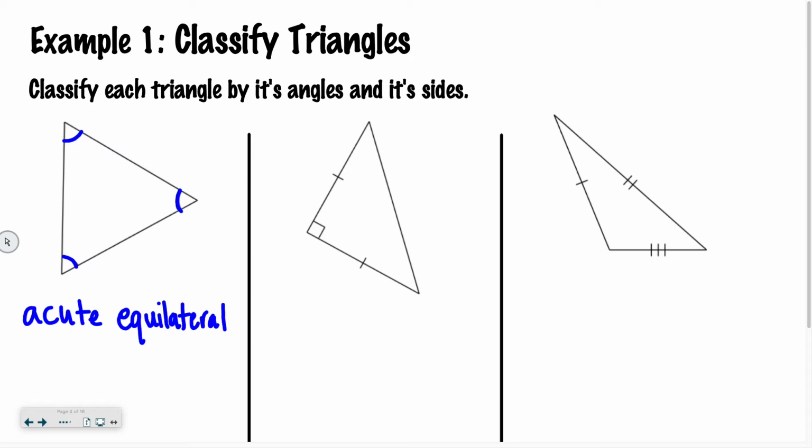We have a right angle, so we would say right triangle. And then we have 2 sides that are the same, so that means it is isosceles.